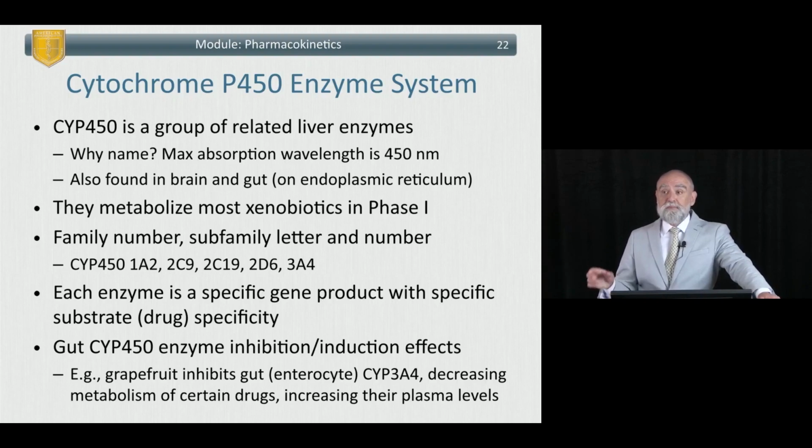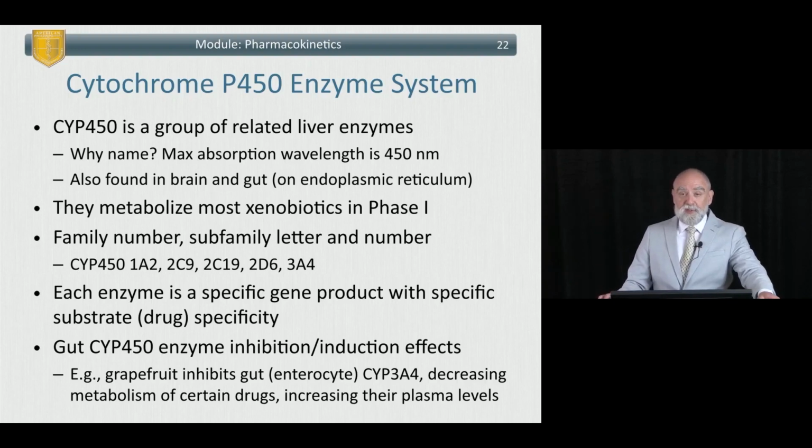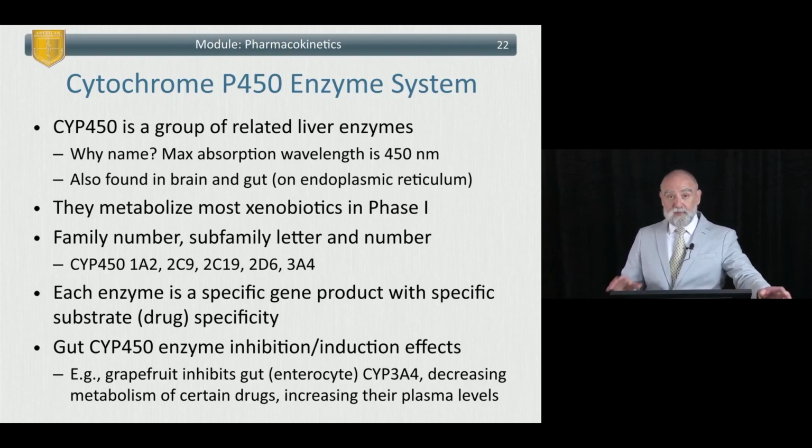So each of these is coded by a gene. Again, these genes are polymorphic. They differ between different human beings, and thus the enzymes have different ability to metabolize, often quite dramatically different between people.